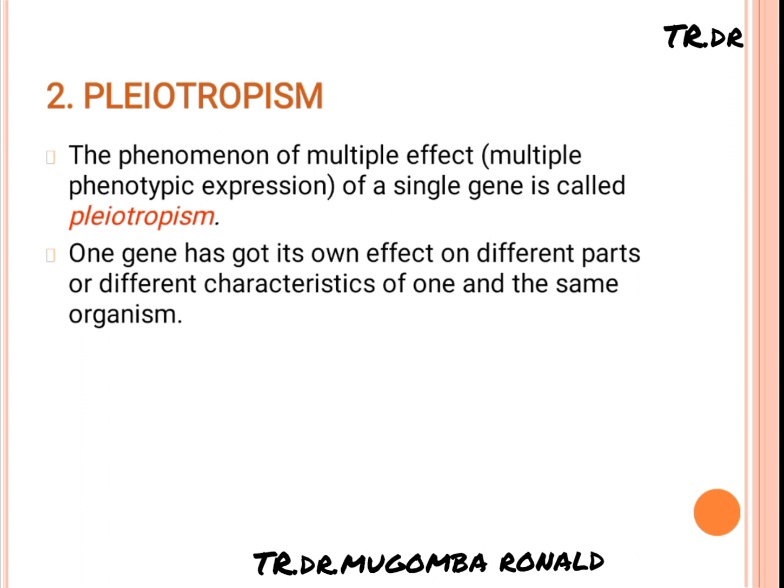One gene has its own effect on different parts of the body differently. So let's say in the eyes, it causes us to have brown eyes. Then when it goes to the skin, it causes you to become black in color. Let's say the gene for melanin. Let's take an example of melanin. When you look at the hair, when melanin is present in your hair, the hair is black.